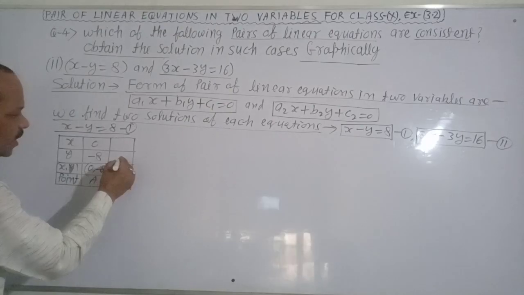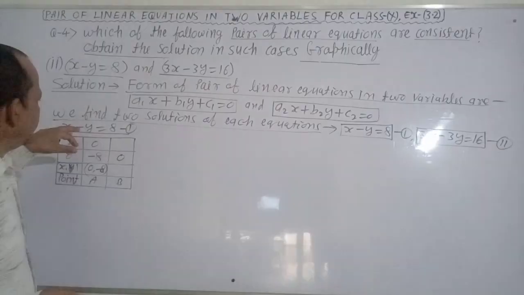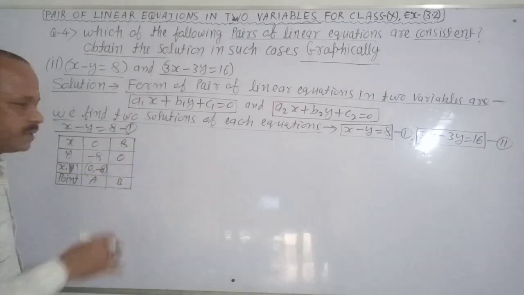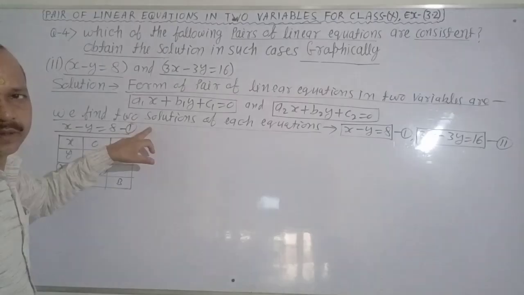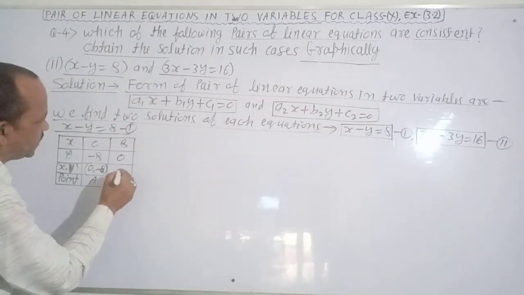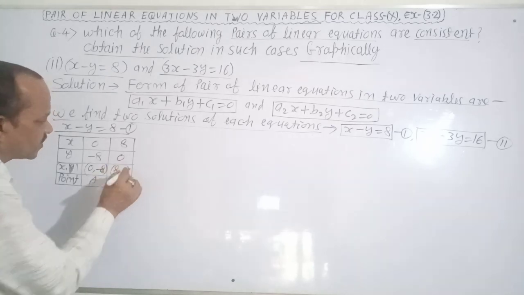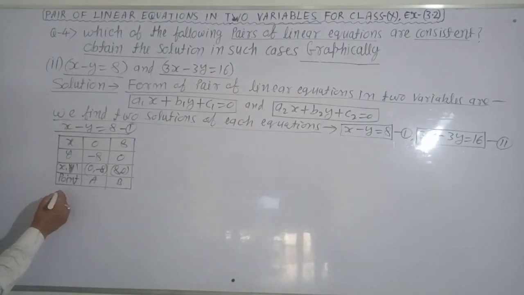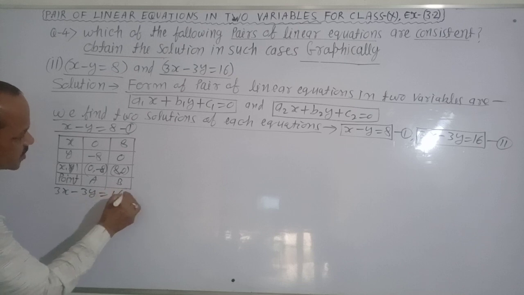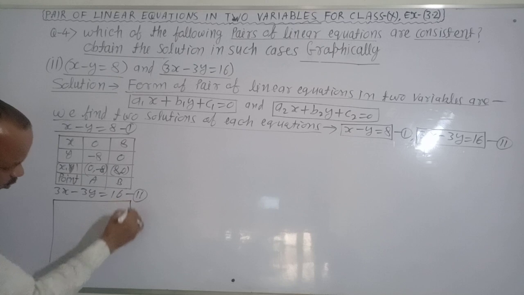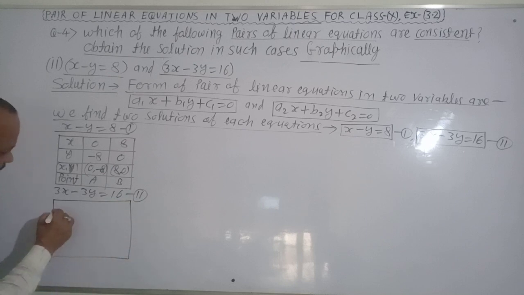Now you put the value of y as 0. Then it becomes 0. And you put the value of x as 8. It becomes 8. 8 equal to 8. Both sides are same. It means it is correct. You find the coordinate of point B is 8 and 0. Is it clear? Now we find two solutions of the second equation. The second equation is 3x minus 3y equal to 16. We find two solutions of the second equation.